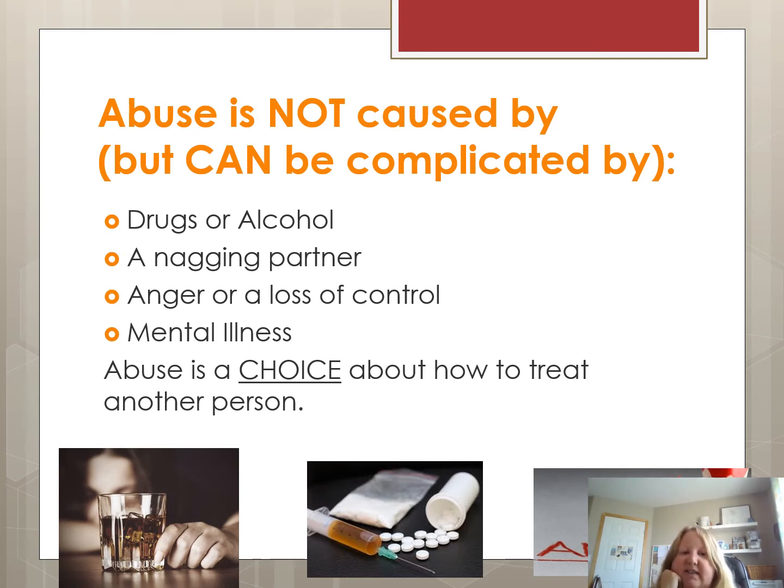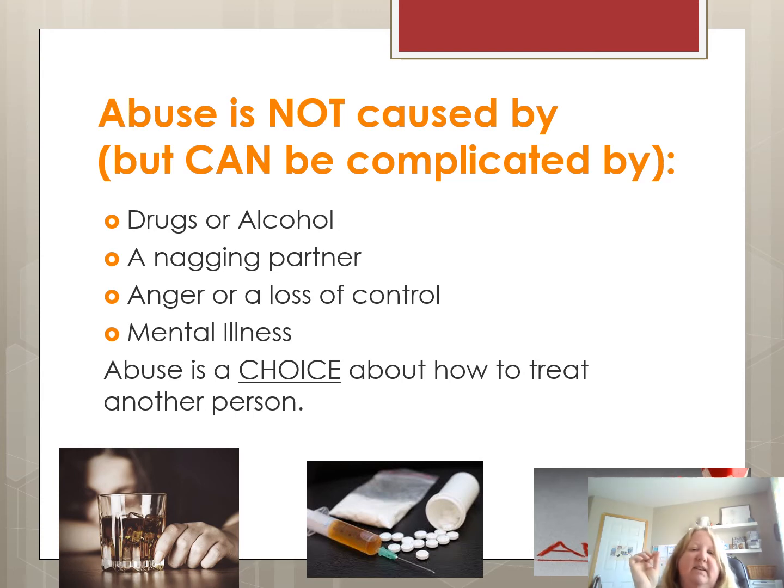Abuse is not caused by, but can be complicated by, drugs or alcohol, a nagging partner, anger, a loss of control, or mental illness. So the philosophy at the women's shelter is that abuse is a choice about how to treat people. People can use drugs or alcohol and not be abusive. People can have a nagging partner and not be abusive. People can struggle with dealing with their anger and not be abusive. People can be mentally ill and not be abusive. So when those things are used to justify abuse, it's important to look at this.